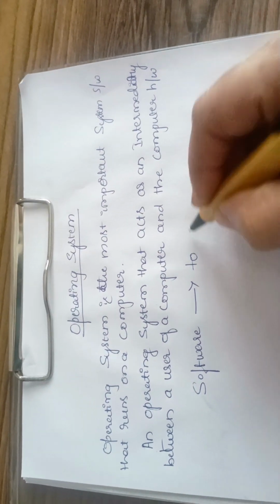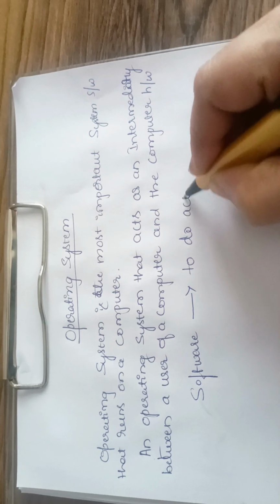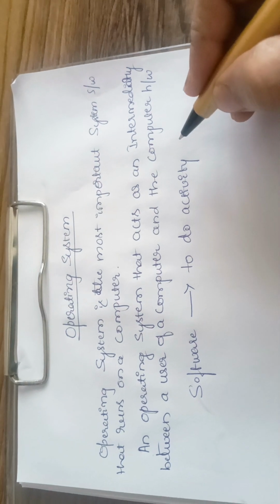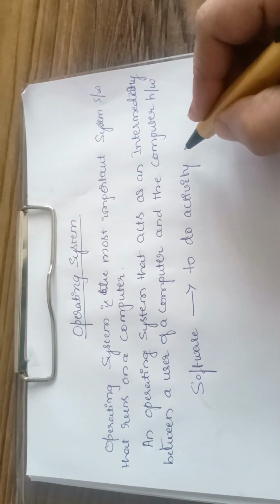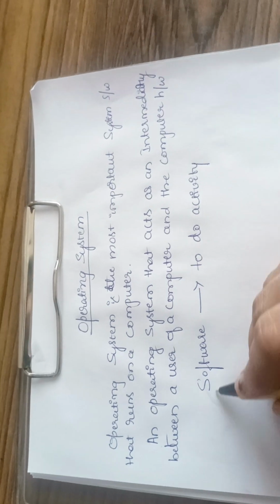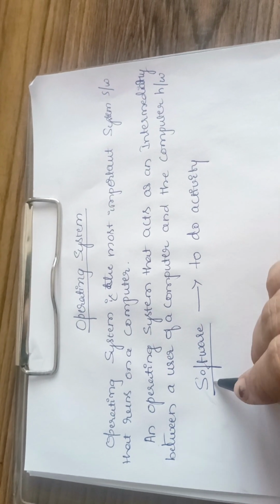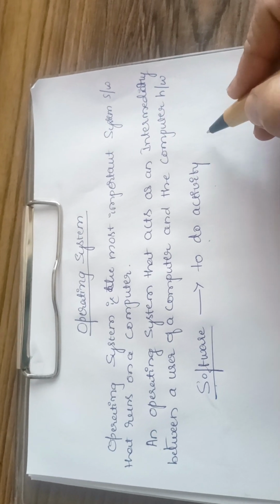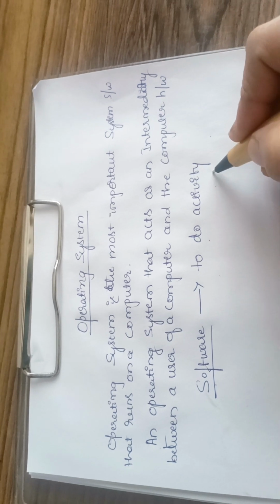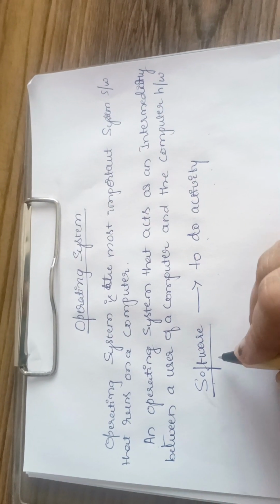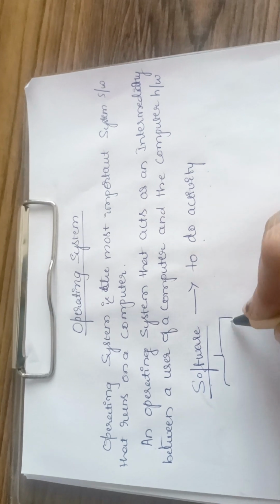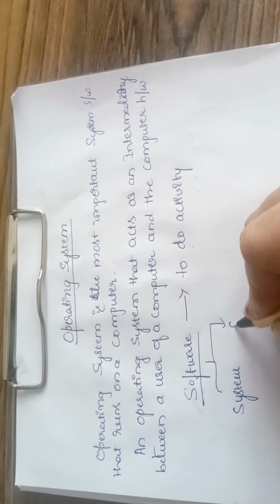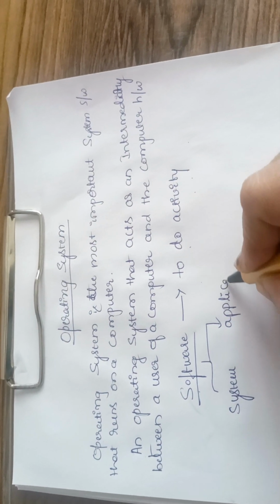To do an activity, we require a set of programs or a set of instructions or data. That's called software. So software is a set of instructions or a program, or it can be data, to do some activity. Now in this software, there are two types. One is system software and another one is application software.